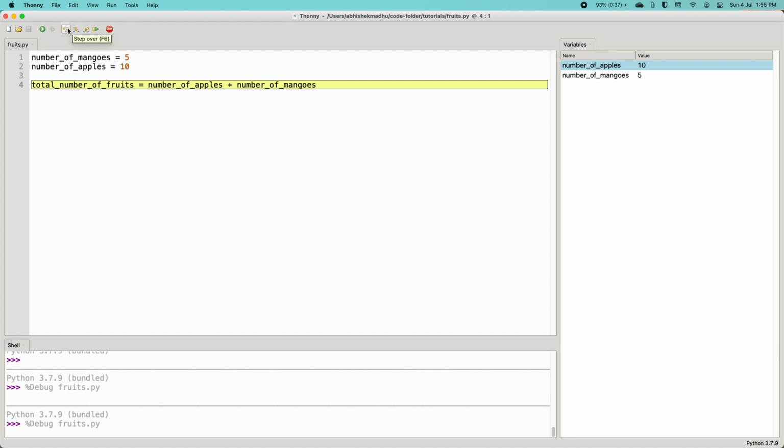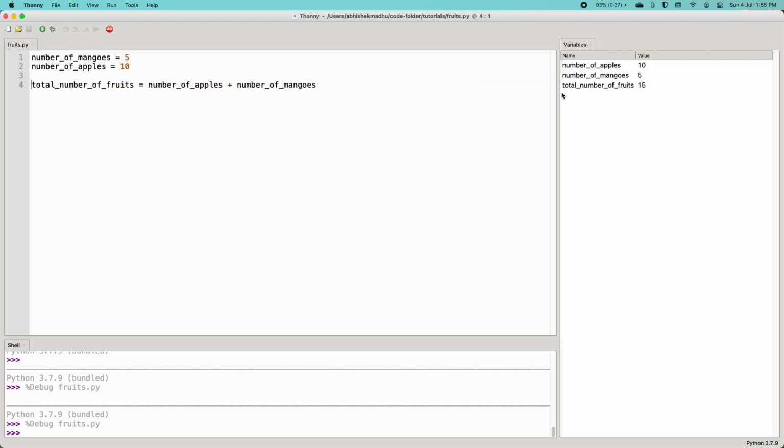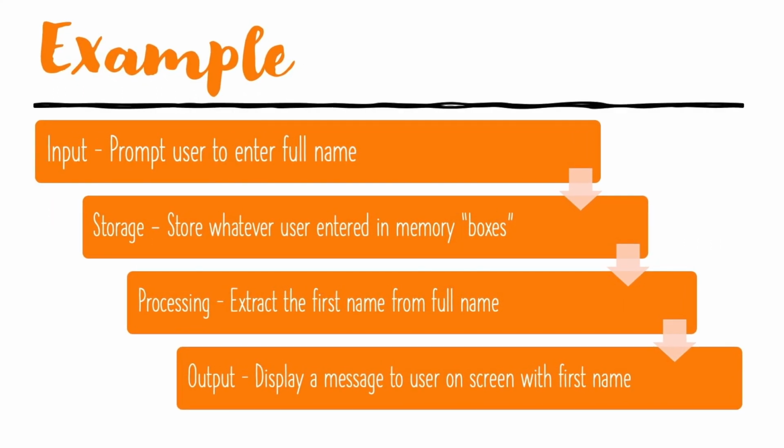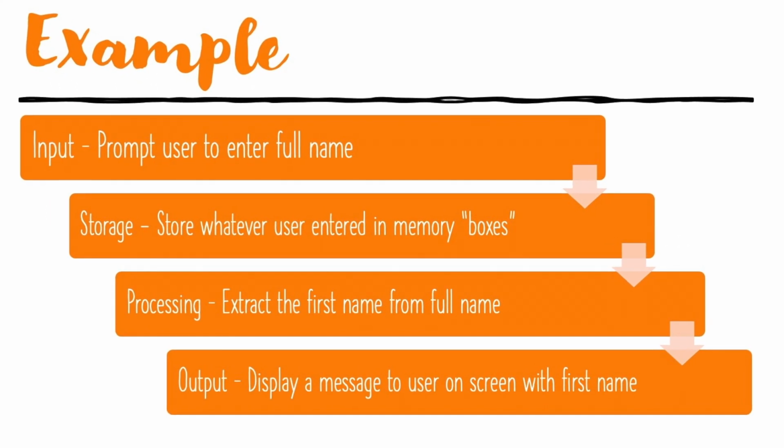So if I run this line, you'll note here that there will be a new box called total number of fruits, and it's storing 15, right? So it's as simple as that. Okay, and now I will quickly show you how we can take the input thingy and the example we discussed. So let's talk about that.